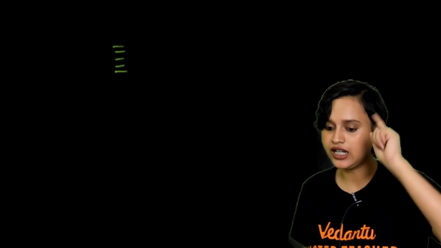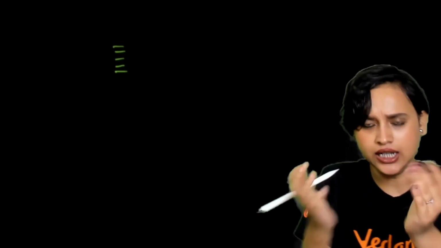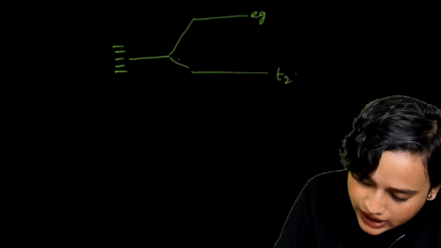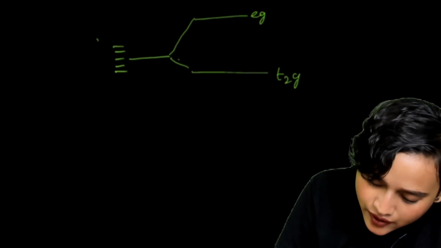For example, let's say that these are the 5 orbitals of d. This is d orbitals, 1, 2, 3, 4 and 5. All of them are actually existing in the same energy level. Now, what will happen is ligands will approach. The moment ligands approach, they will split up. There will be Eg and here there will be T2g. Correct?